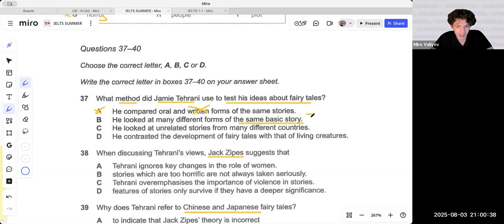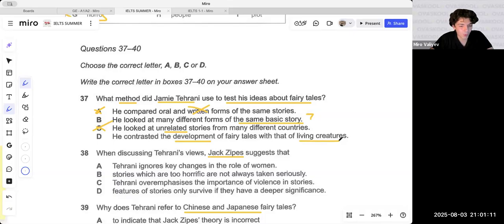So perhaps this could be A, could be B. Then he looked at unrelated stories from many different countries. No, he deliberately was searching for links, for relations between those stories. So it's not C for sure, it's completely false. He contrasted the development of fairy tales with that of living creatures. I think it's completely not given because he didn't compare the development of fairy tales with the development of living creatures.